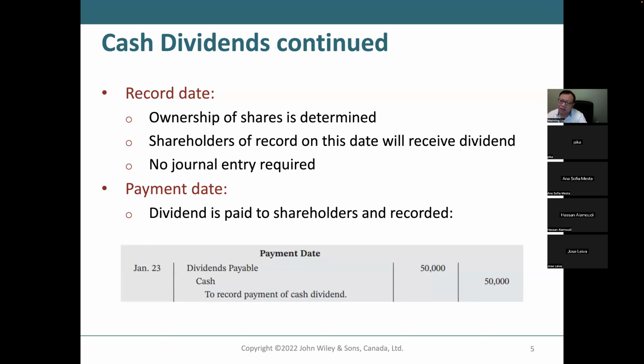On the payment date, the dividend is paid. You're going to use cash, right? So when you use cash, your cash will decrease, so you credit cash for 50,000. And since you pay off this debt, your liability will decrease. So you debit dividends payable for 50,000.